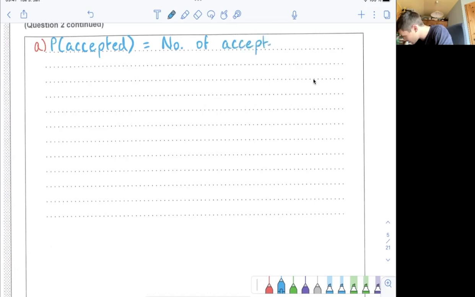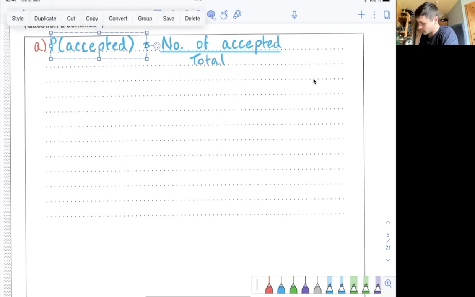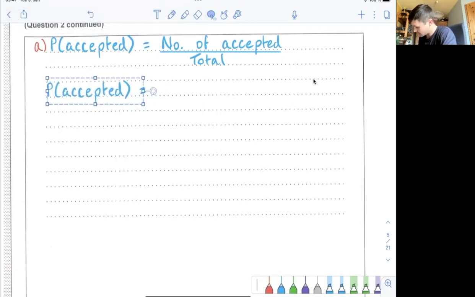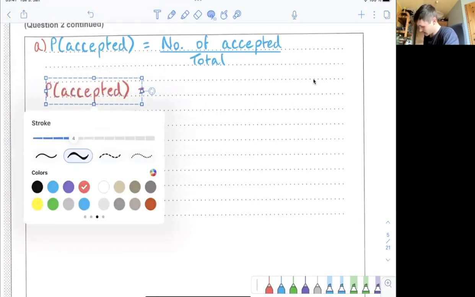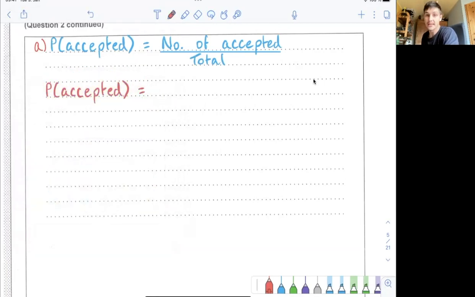I'm just going to write that there. Cool. Divided by the total number of applicants. Right, so that blue stuff is just for your understanding. Okay, you wouldn't necessarily have to put that in an exam, but this here would be what you'd probably want to put in an exam.